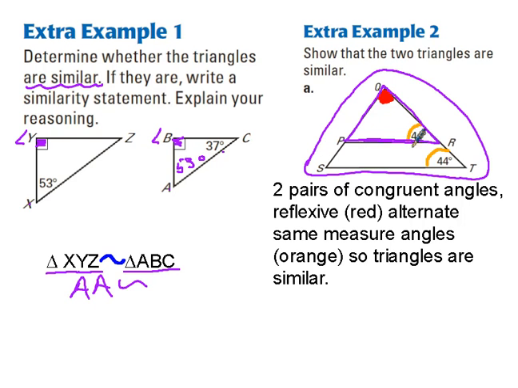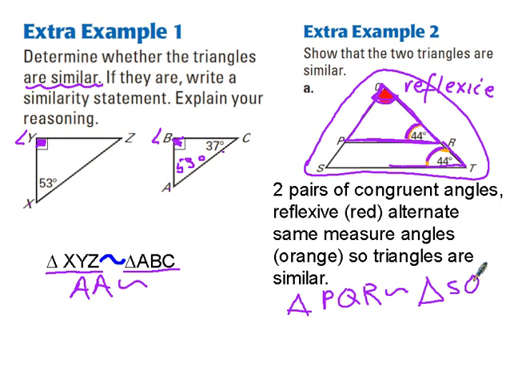Angle PRQ is 44 degrees. Angle R, the corresponding angle RTS, is 44 degrees. Angle Q is congruent to itself by the reflexive property. So we know that triangle PQR is similar to triangle SQT by the angle similarity postulate.